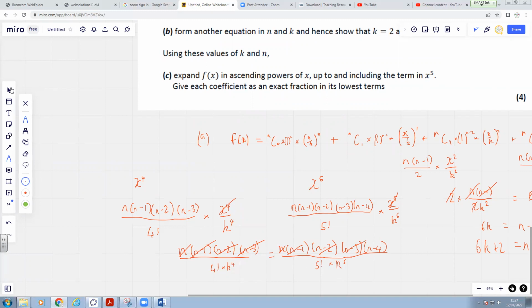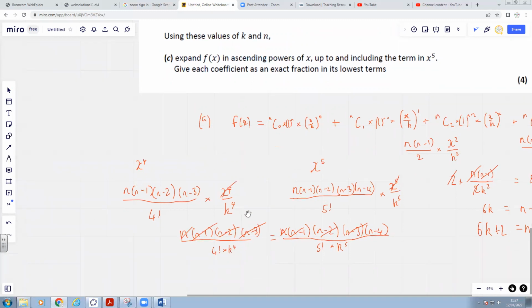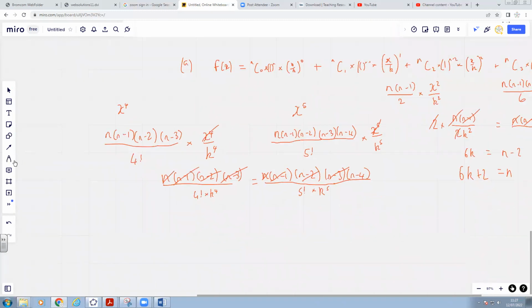Times this over here. Now remember, if you've ever got 5 factorial over 4 factorial, it's just 5. Because you've got 5 times 4 times 3 times 2 times 1 on the top, but then 4 times 3 times 2 times 1 on the bottom. So this would be 5k to the 5 over k to the 4 equals n minus 4. And so you get 5k is n minus 4. Or if you prefer, writing in the format I had earlier, 5k plus 4 is n.